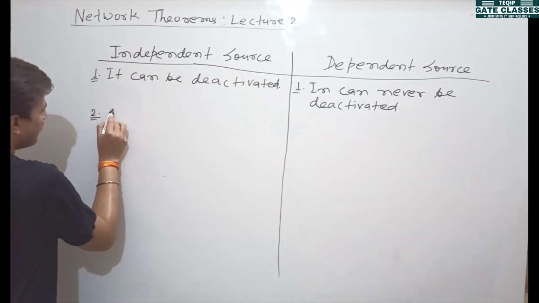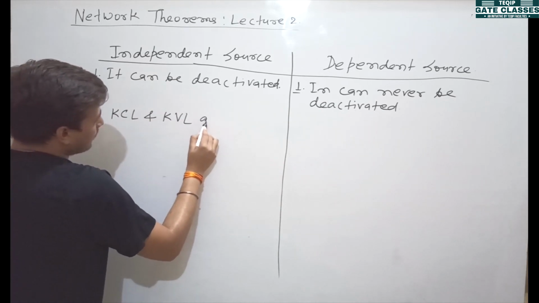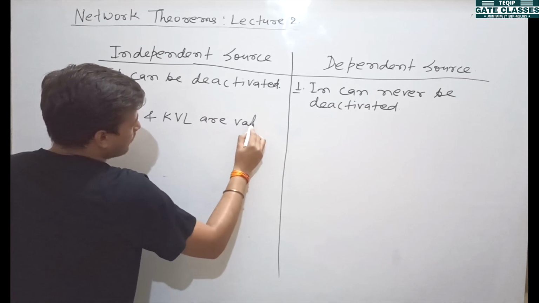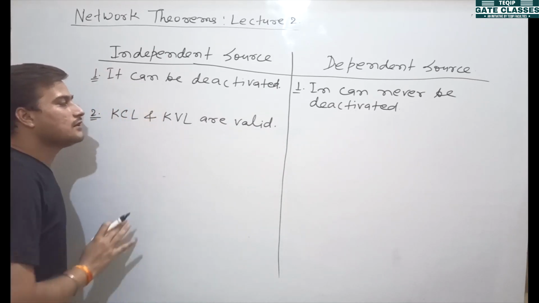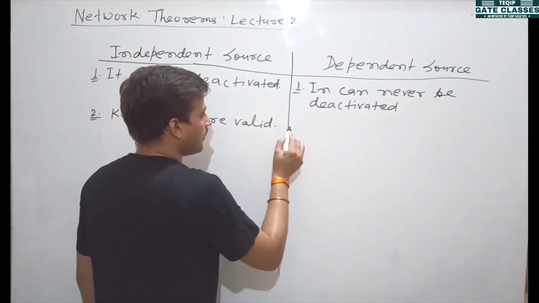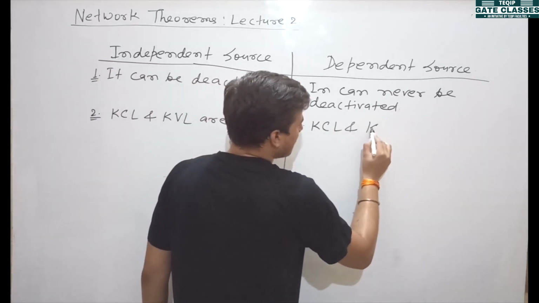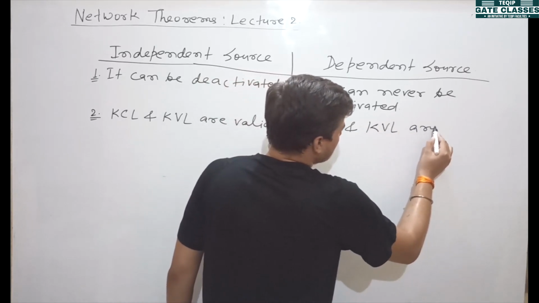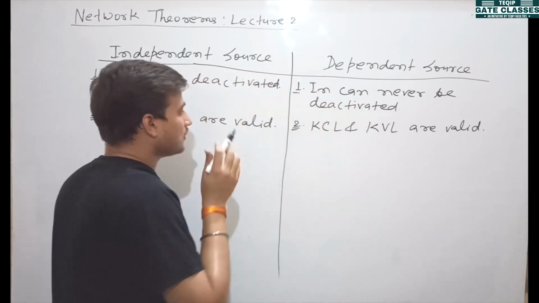Second, KCL and KVL are valid. Kirchhoff's current law and Kirchhoff's voltage law are valid in the case of independent source. Here also, for dependent source, KCL and KVL are valid.